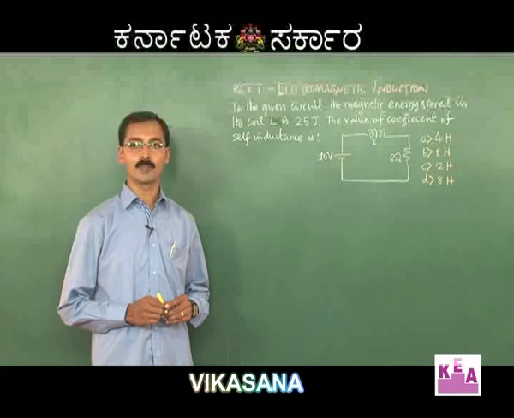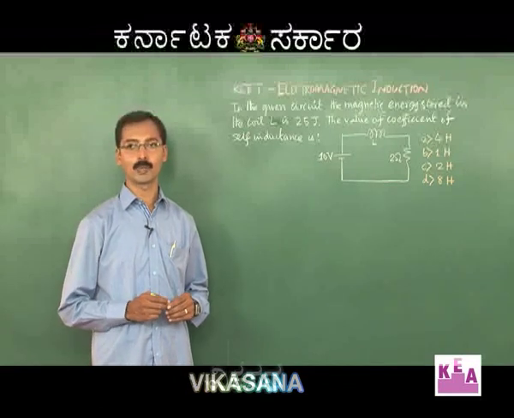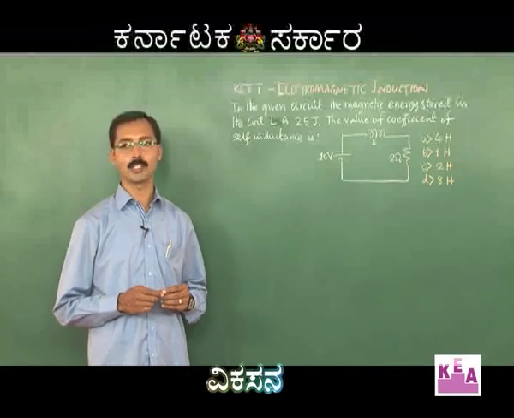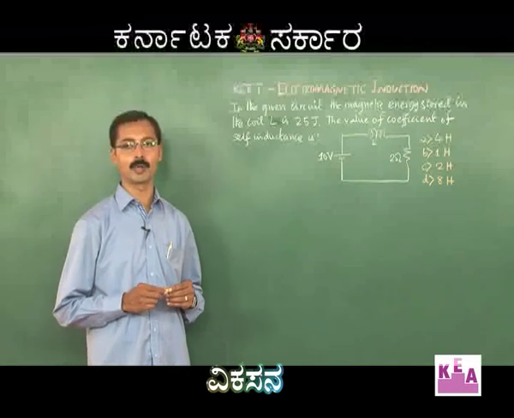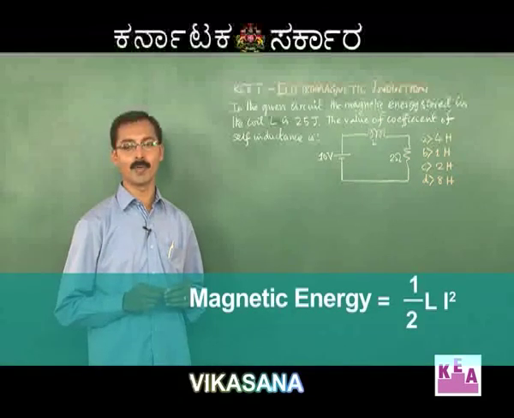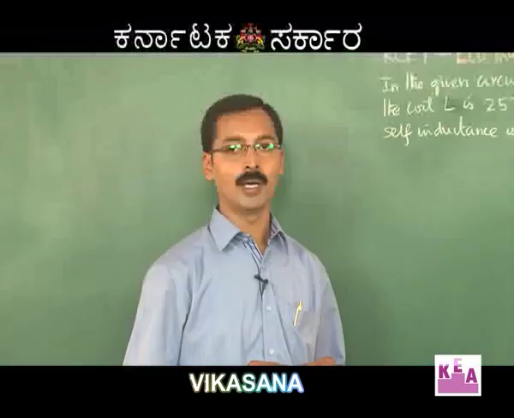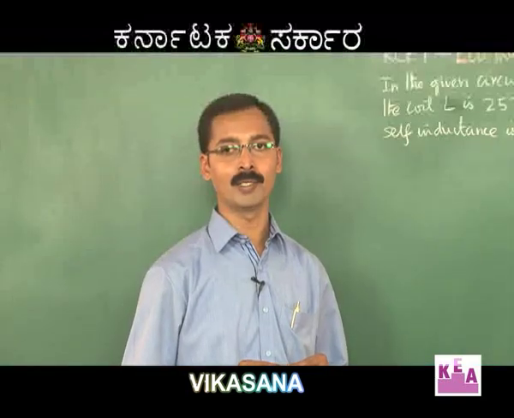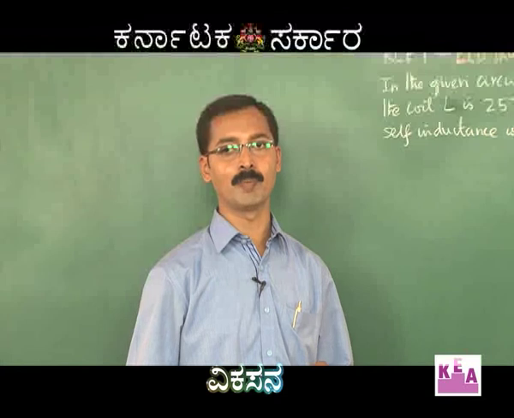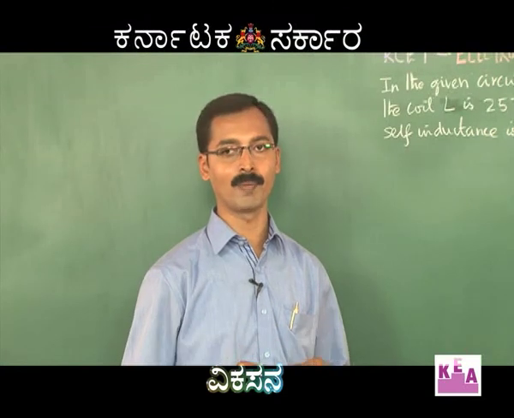In a self-inductance, if a current is flowing through the self-inductance, then there is magnetic energy stored in the coil. The magnetic energy E is given by half Li square. It is hard to set up a current in the coil. For that, the battery spends some energy. That energy is stored in the form of magnetic energy.